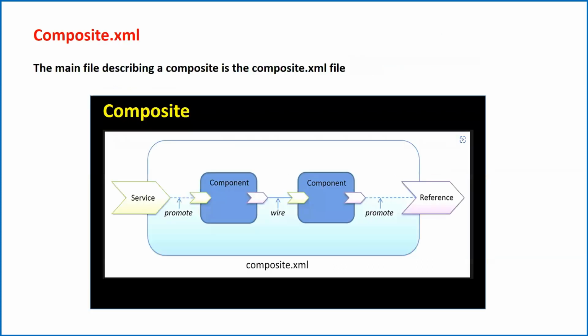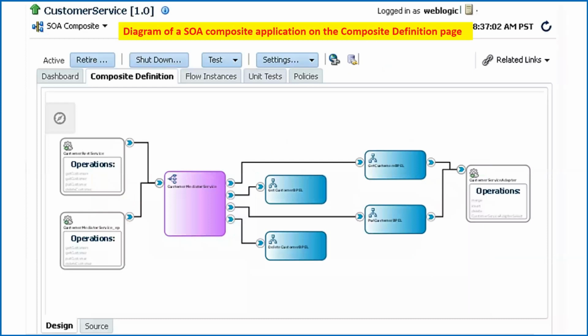So this is my SOA composite.xml file, which is the heart of your SOA composite, and which you can say is the main configuration file. And this is the diagram of a SOA composite application, the composite definition page. Once you do the development in your SOA, or once you go to your designing page from the Enterprise Manager console after the deployment of your composite, you will see this kind of diagram. Don't get confused with that one.